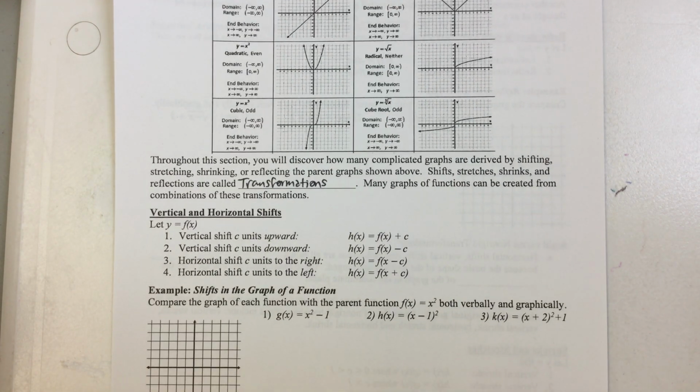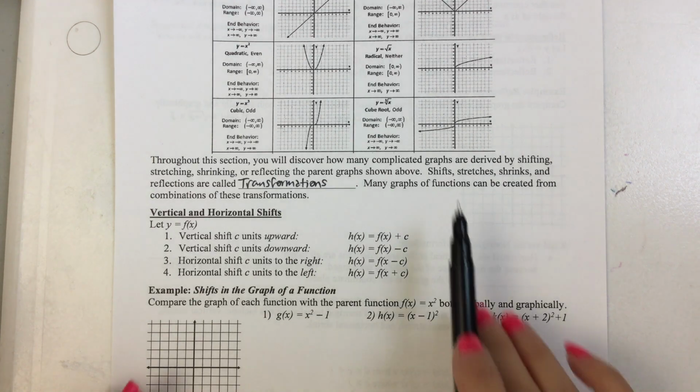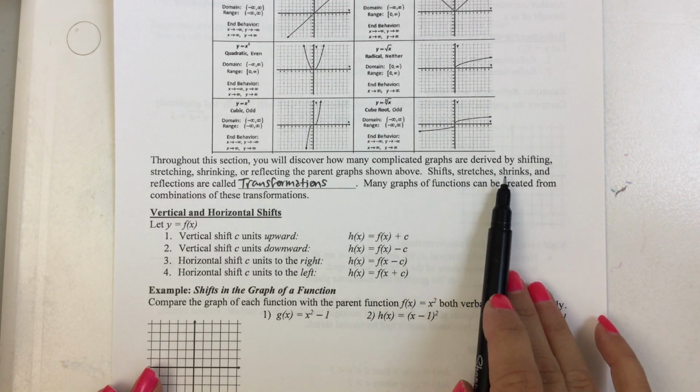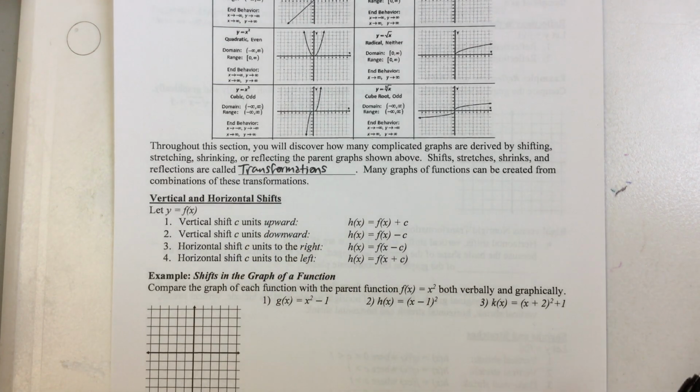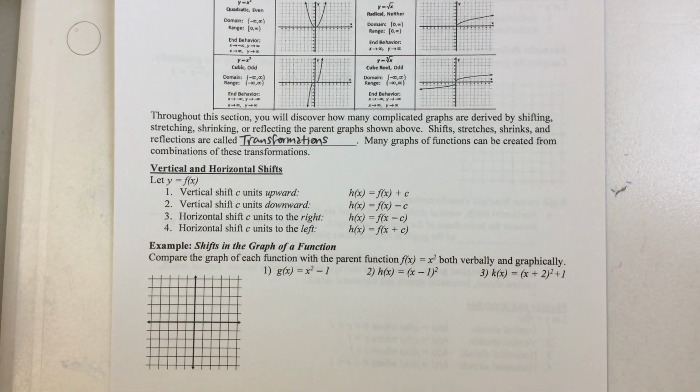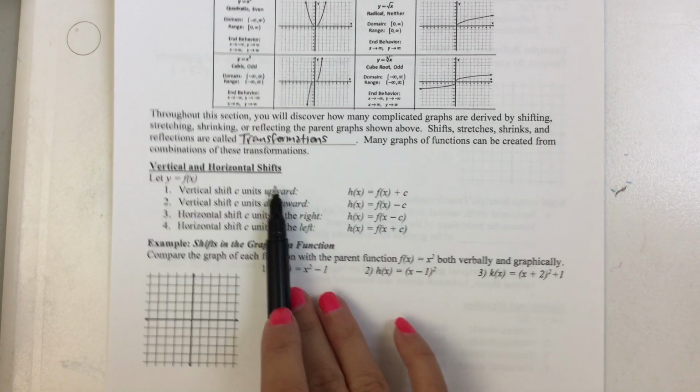Throughout the section, you're going to see that sometimes when you have really complex graphs that you look at in higher math, what happens is they take those parent functions and they shift them up, down, left, or right, or they stretch them, or they compress them, or maybe they reflect them. And that's how you get those more complex graphs. When you do shifts, stretches, shrinks, and reflections, those are called transformations, and that's what we're going to focus on today. The first type of transformation we are going to look at is a shift.